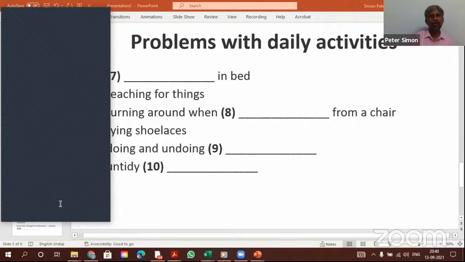Right. Handwriting is one word, Romila. Handwriting is one word, not two words. Okay. Next.